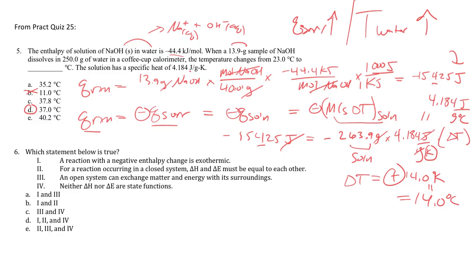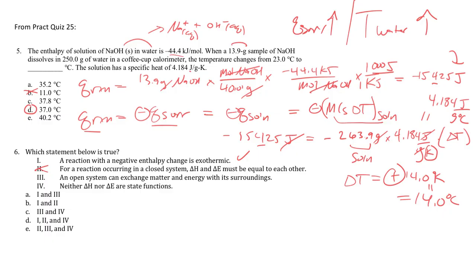But anyways, for each question here: a reaction with a negative enthalpy change is exothermic. That's exactly the definition of exothermic, a negative delta H for the reaction. For a reaction occurring in a closed system, delta H and delta E must be equal to each other. Whether the system is open or closed, delta E and delta H are different from each other. Delta E is Q plus W, and delta H is the heat change of the reaction if it were in an open system. Even in an open system, delta H and delta E aren't equal to each other. So in no system would delta H and delta E be exactly equal. So that would be incorrect.